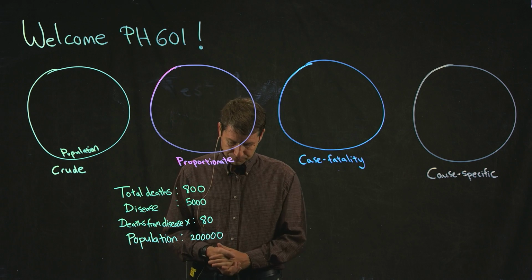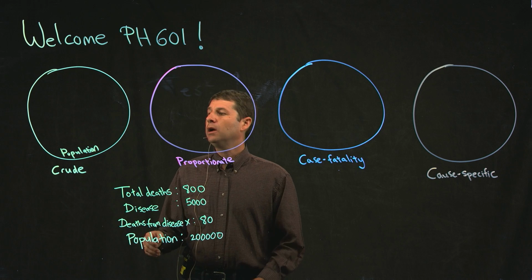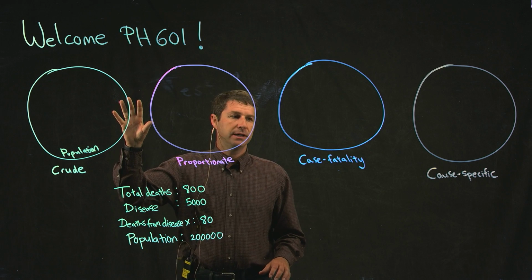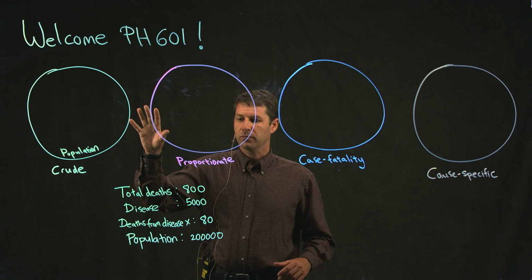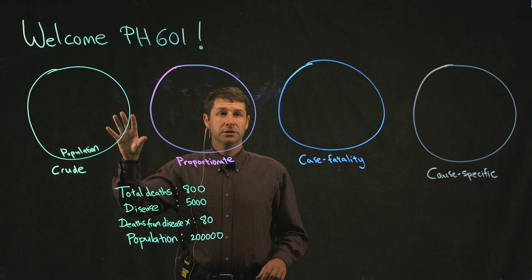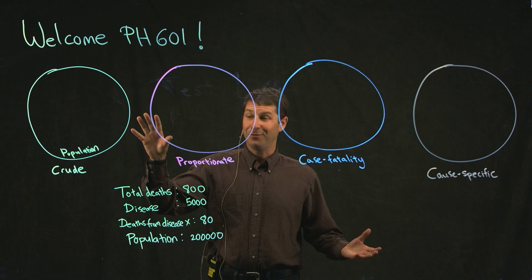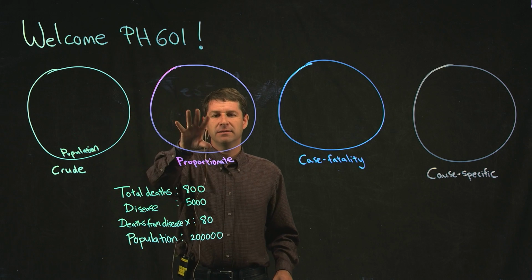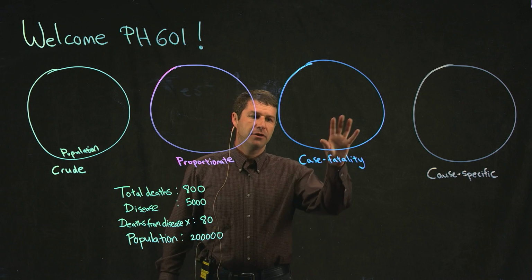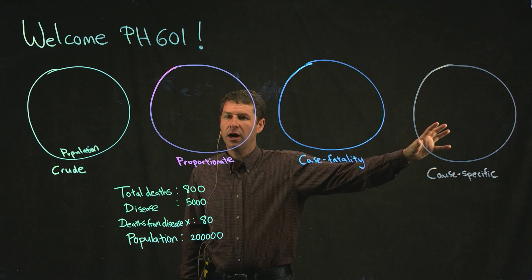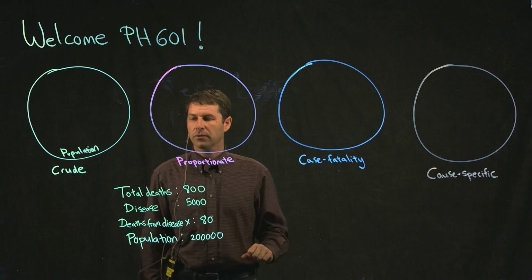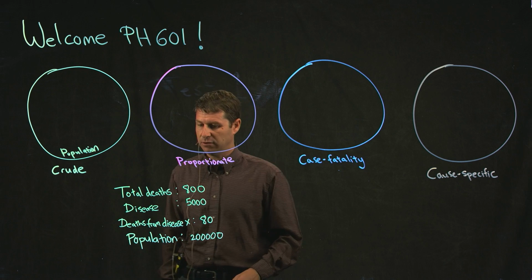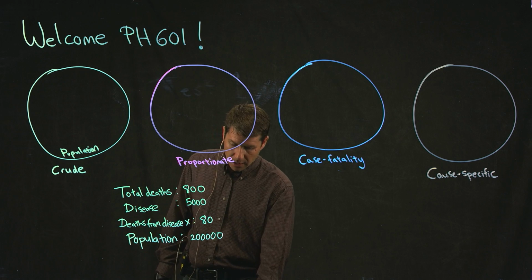Okay, so what you'll see in front of me are 4 circles, and each of these represents 4 different types of calculations that we examine around death. The first is what we're going to call a crude mortality rate. The second is a proportionate mortality. The third, case fatality rate. And the fourth, cause-specific mortality. And there are others as well. This serves as an introduction, but you start to get the idea after a while.